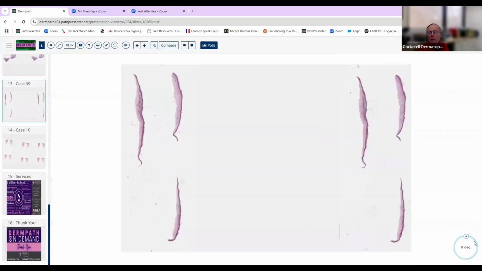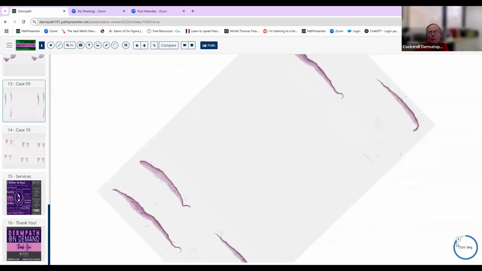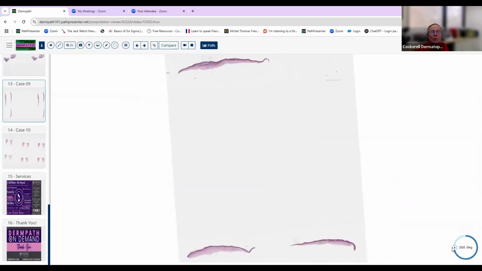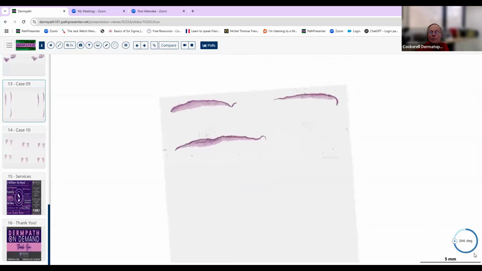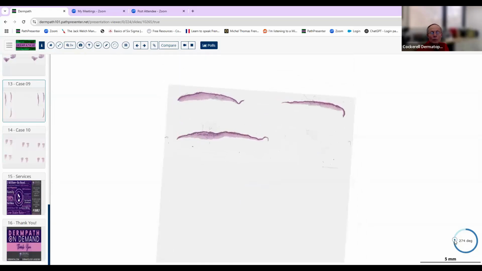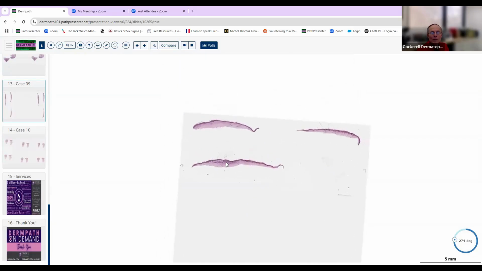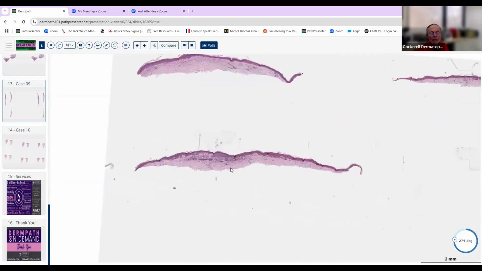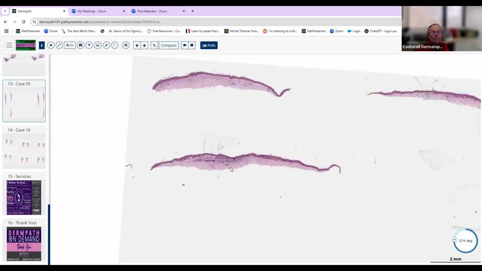Okay, let's take a look at this last one here. I think we'll probably have time just for one more. This one's kind of a little bit of a funky one too, but it does make a teaching point. So we've got a shave biopsy here. Again, neoplastic process. In low magnification, we notice there's something going on at the dermodermal junction. There's something going on down here.